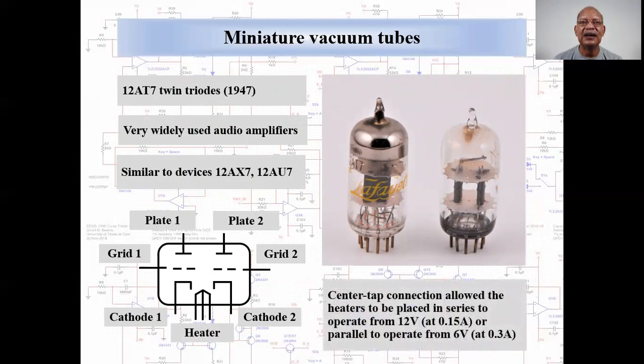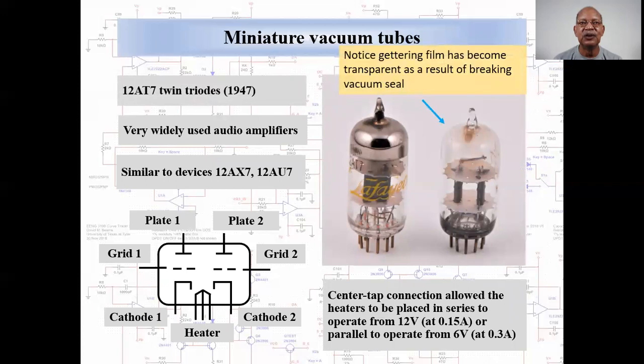The 12AT7 heater had a center tap so that its 2 sections could be operated in series from 12 volts or in parallel from 6 volts. The 12AT7 on the right has lost its vacuum from a failed seal or a small crack in the glass. The gettering film has completely oxidized and has turned transparent.